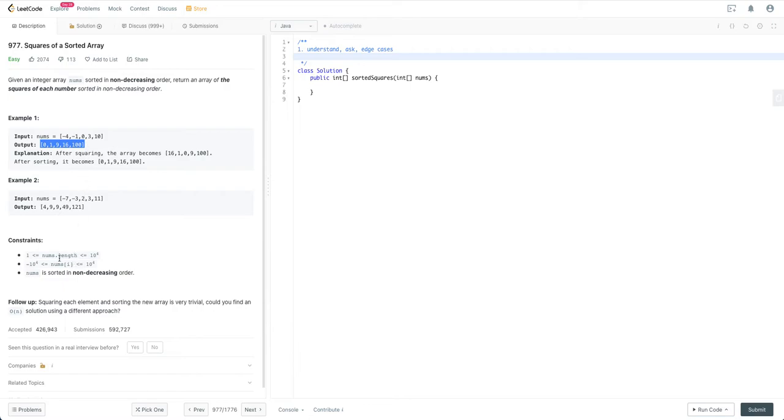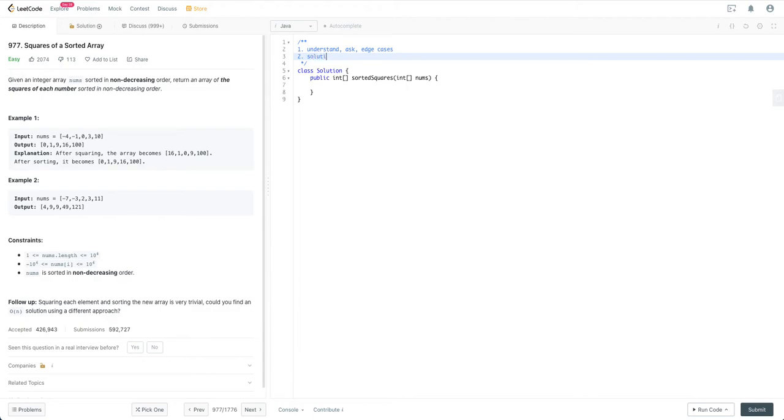So let's see the constraints. The constraint says that the input array is never going to be empty. It's between length 1 and length 10k, and each number is between negative 10k and positive 10k. The numbers are sorted in non-decreasing order. Alright, so at this time I don't see too much about edge cases. So let's think about the solution.